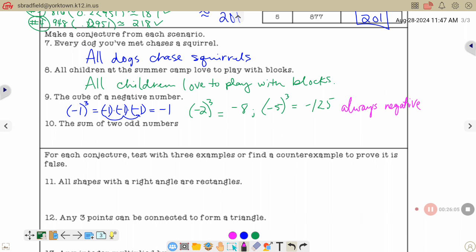Number 10, the sum of two odd numbers. What happens if I add a couple of odd numbers together? Let's try it. Give me a couple odd numbers. 3 plus 3. 5 plus 7 is 12. 3 plus 3 plus 3 is 6. Give me two more odd numbers.